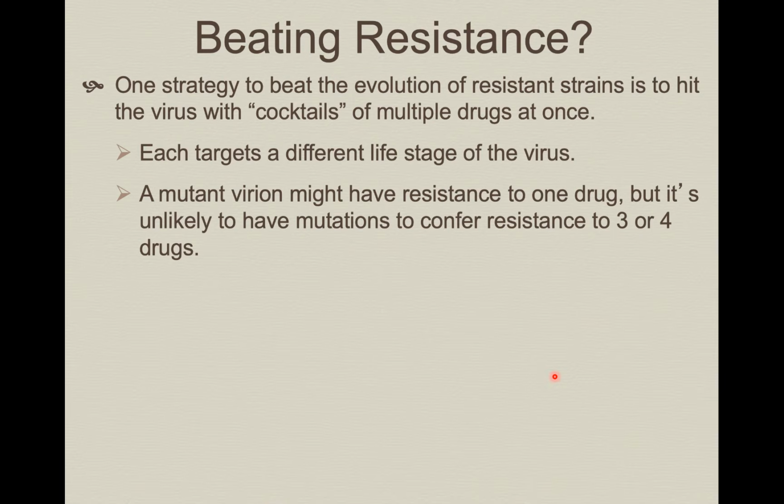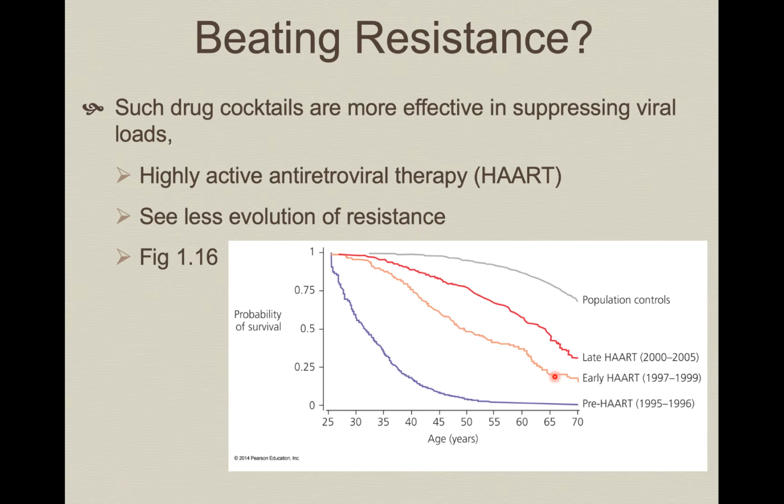Well, understanding that this happens has led to the development of a strategy that beats the evolution of resistant strains. The idea is to develop a drug cocktail that has multiple drugs. See, if each of the drugs targets a different life stage of the virus, a different mechanism of the virus, a single mutant virion may have resistance to, say, AZT, but it may not have resistance to the other drug. It makes it more difficult for the virus to evolve via random mutations in a single lineage, mutations that defeat all, say, 3 or 4 drugs. And sure enough, these drug cocktails are shown to be more effective in suppressing viral loads.